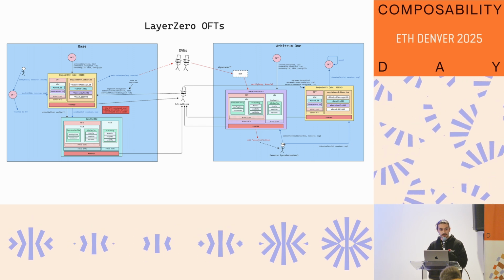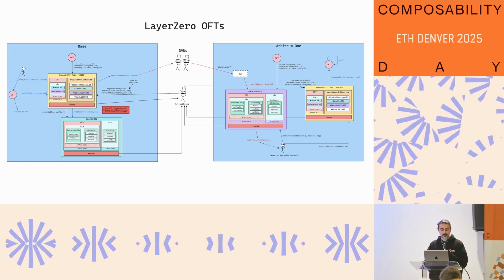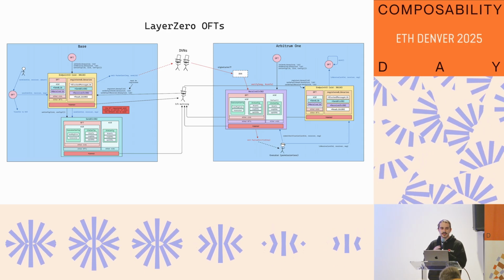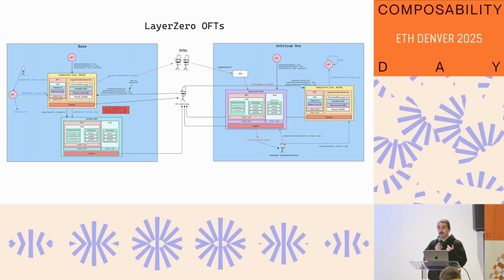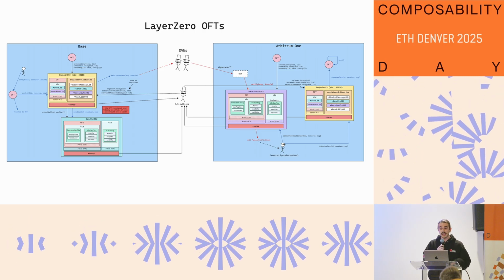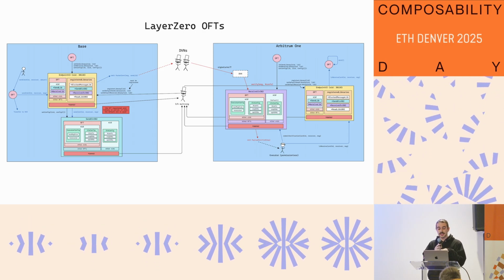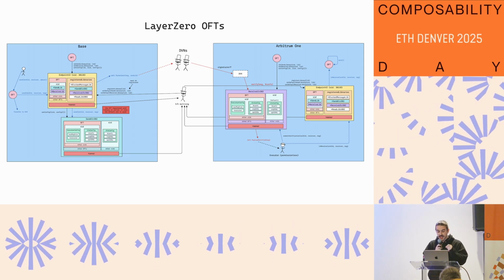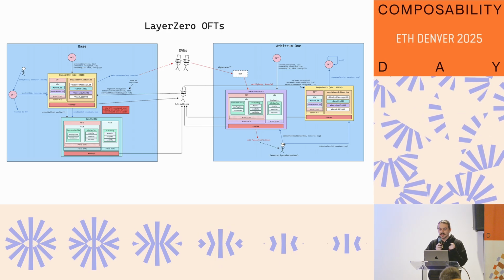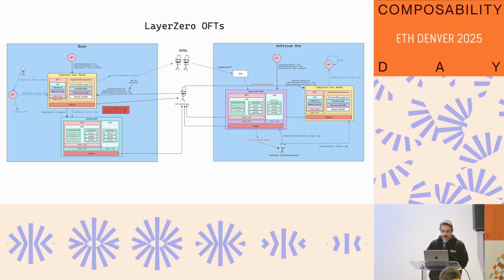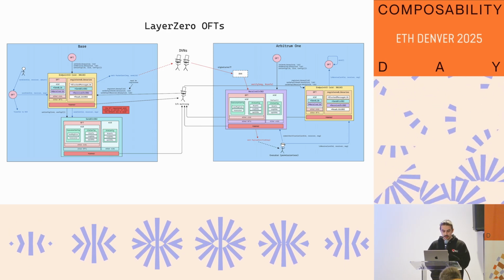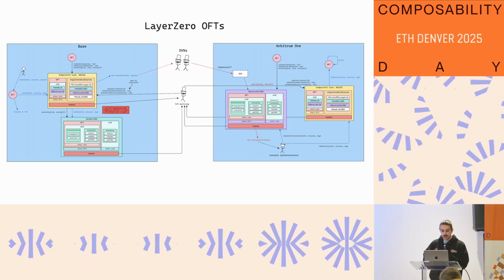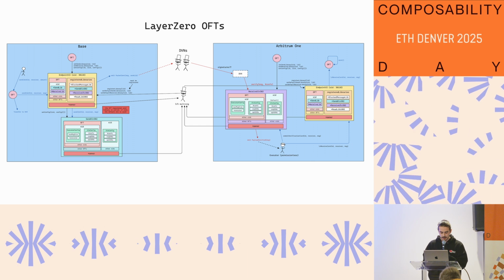Yeah, each token can define which DVNs they use for security. The default one, I don't remember. I think it's just 2 DVNs. One is Google and the other is Nethermind, I think. But any token can define which DVNs to use. But most importantly, the default ones can be changed at any time. So the security can change at any time. And also the token itself can change. So both LayerZero and the token can change which DVNs to trust. And they can change it to a malicious one at any time.